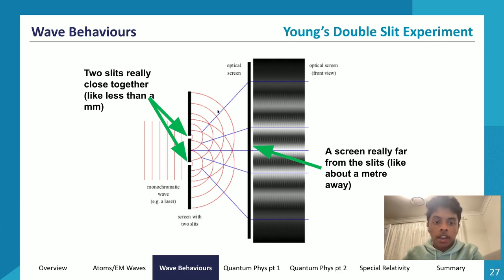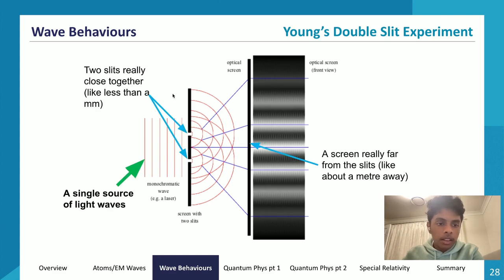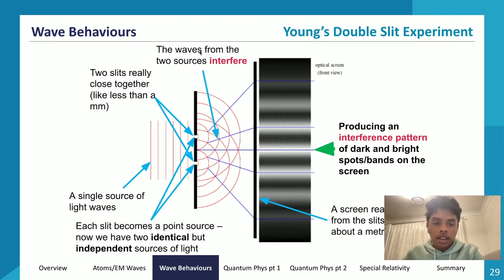So these two slits are very close to one another, but the screen is quite far away from the slits, around a meter away. Now what we have is a single source of light waves. We shine this monochromatic single source of light into these two slits, and then what happens is we get wave interference.